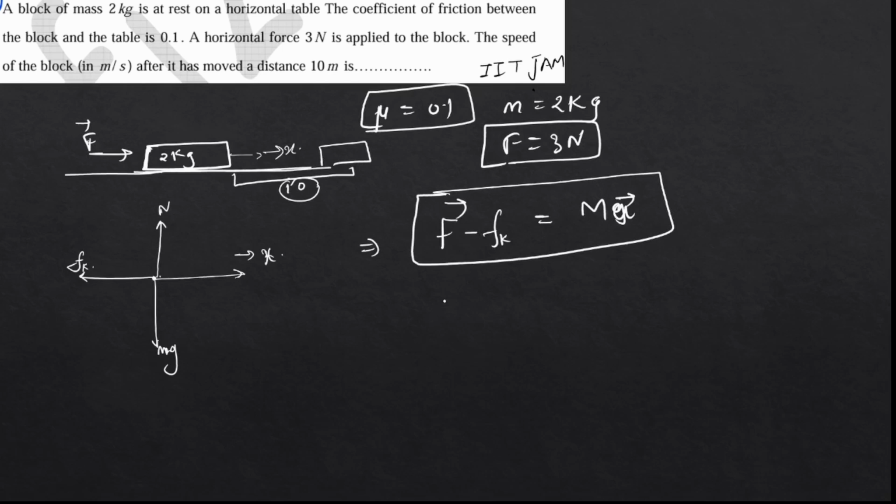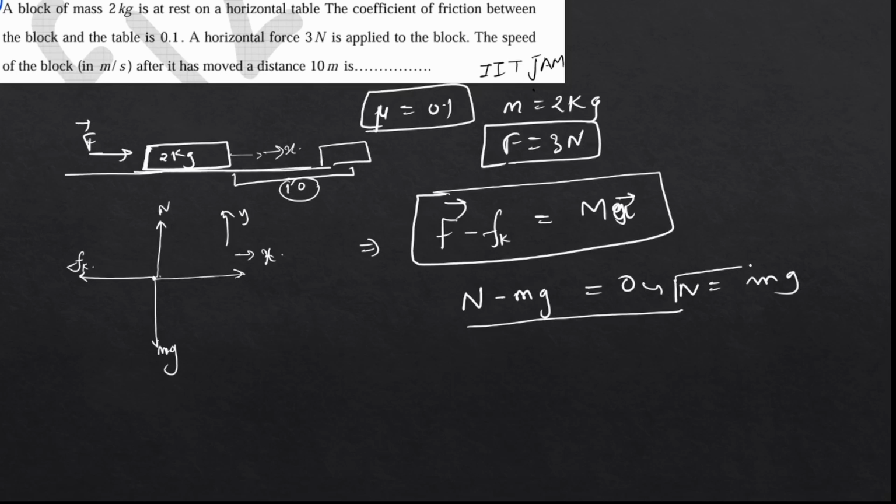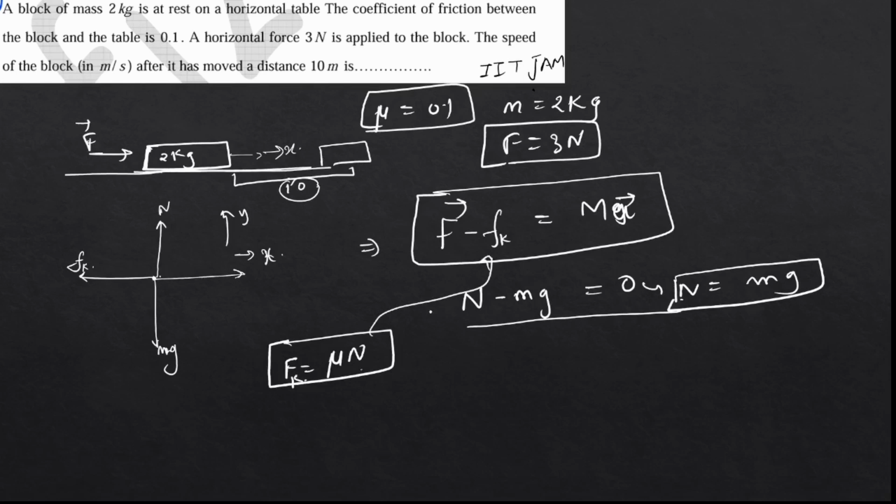Along y, I have the forces. If this is positive y, then normal force minus mg equals zero, because there is no motion in y. From here, normal is equal to mg. And we know what the frictional force is: mu times the normal force acting on any particular object. So put this value from equation 2 in equation 1.